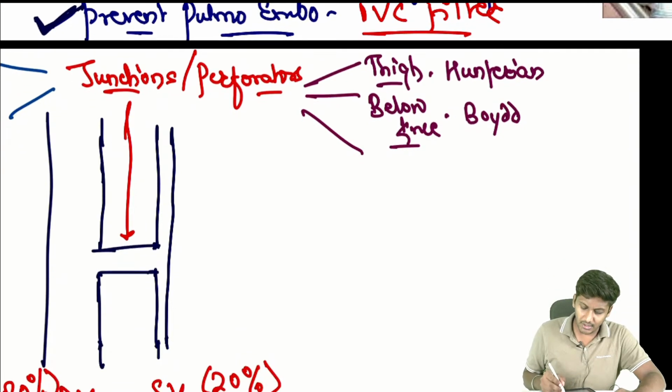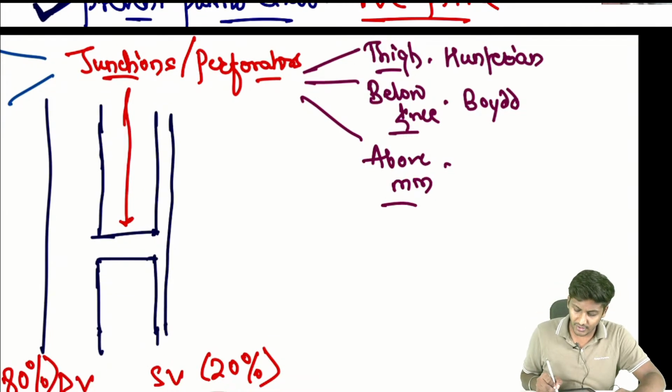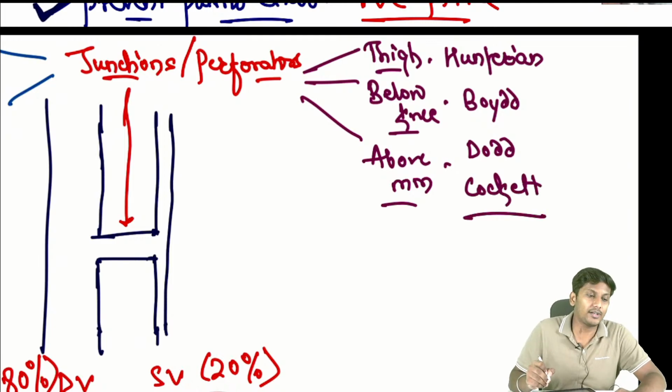And then definitely above the medial malleolus, we have two perforators. One is called the Dodd perforator and the second is called the Cockett perforator. Okay? So these are the usual perforators that you have to remember.